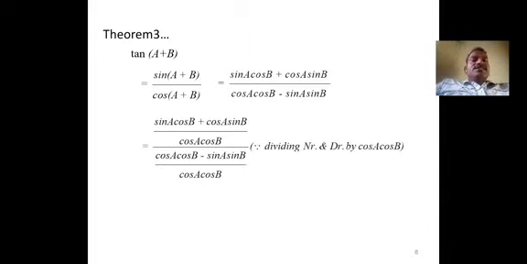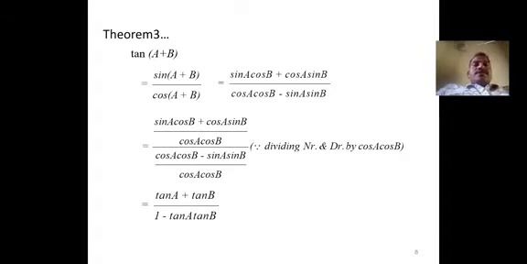Then we will get (sin A cos B plus cos A sin B) by cos A cos B, whole divided by (cos A cos B minus sin A sin B) by cos A cos B. That is dividing numerator and denominator by cos A cos B. Then by taking individual terms, you can get tan A plus tan B by 1 minus tan A tan B. This is the formula for tan of A plus B. Therefore tan of A plus B is equal to tan A plus tan B by 1 minus tan A tan B.